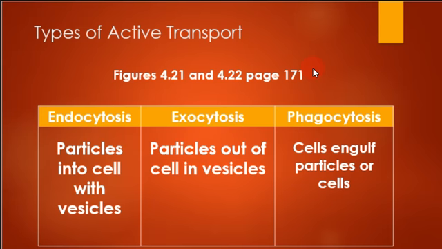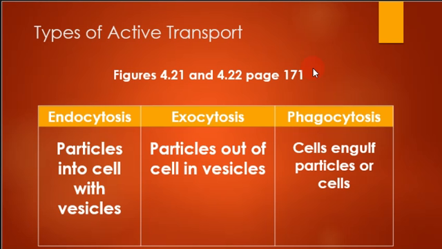Okay, types of active transport. This is trying to get large things into or out of cells. Endocytosis, particles into the cell with vesicles. Endo, particles going in. Exo, particles going out. Exo, getting them out. And then a big one, phagocytosis.